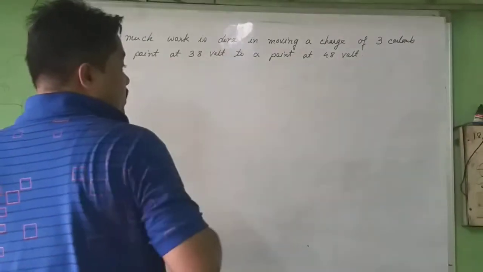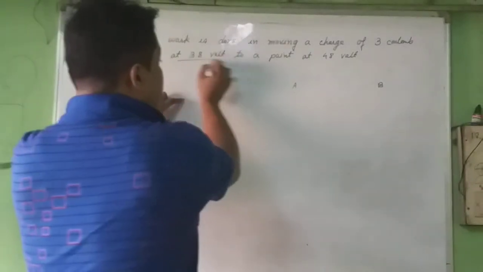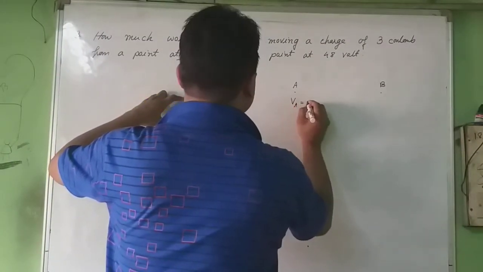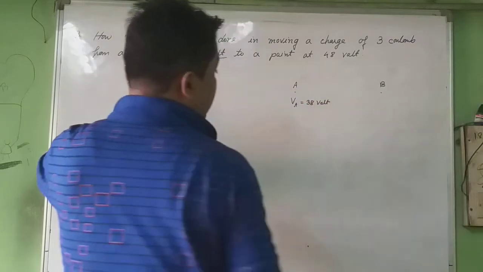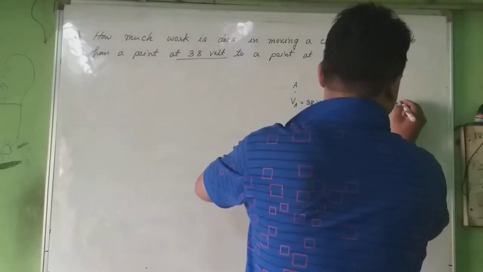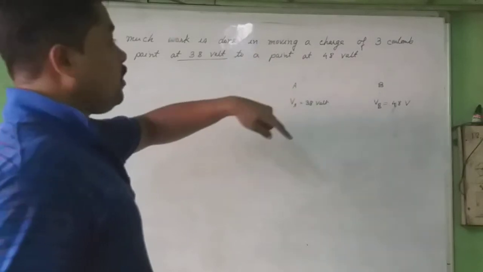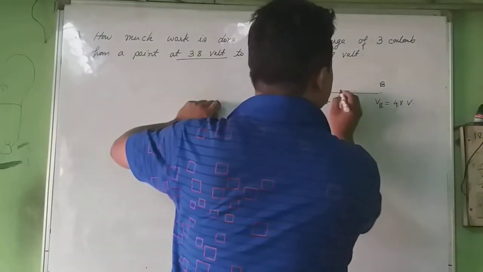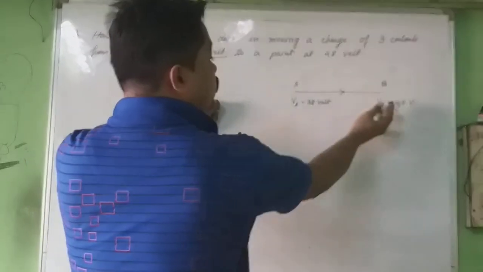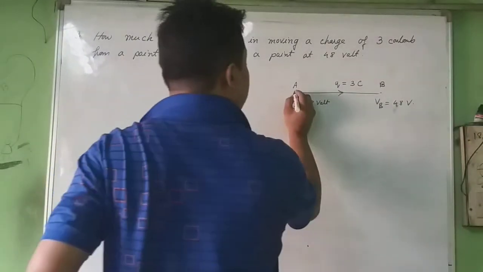Okay, suppose there are 2 points A and B. So the potential at point A, VA, is suppose 38 volt, and the potential at B, VB, is equal to 48 volt. Okay, so therefore the potential difference between the points... we have to move a charge of 3 coulomb from point A to point B, from 38 volt to 48 volt.